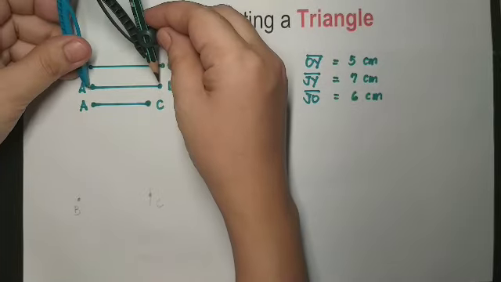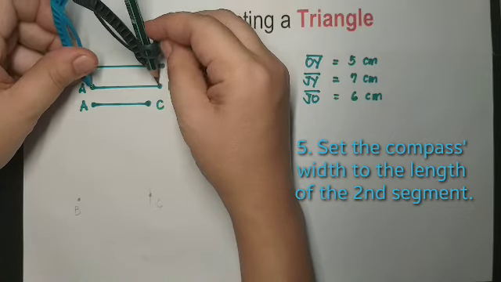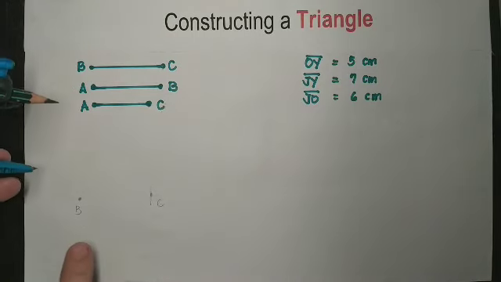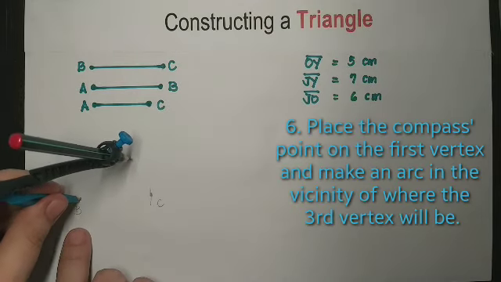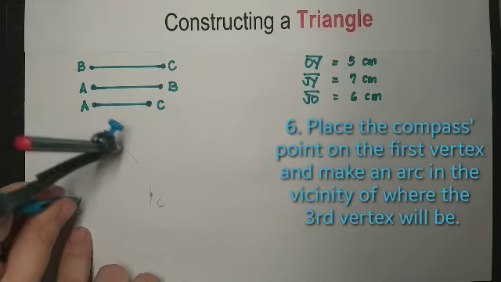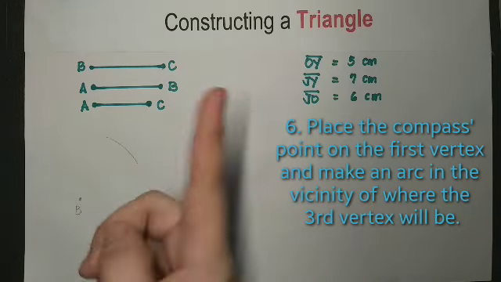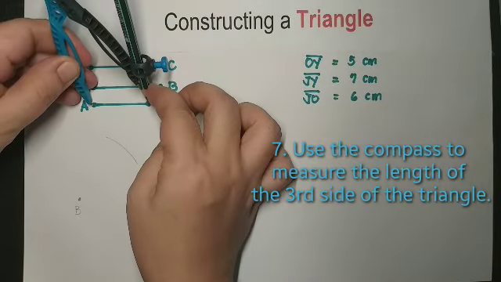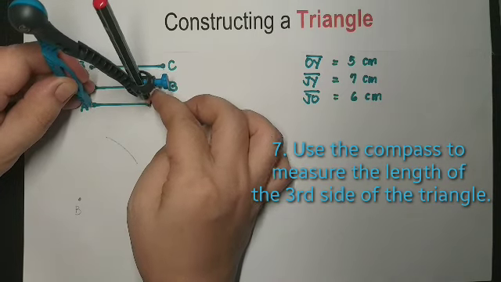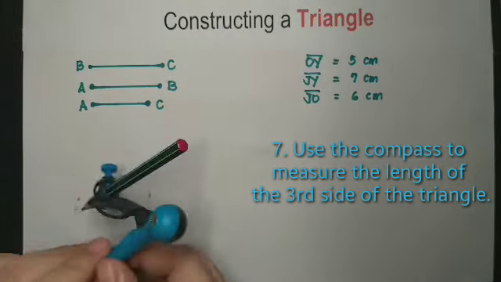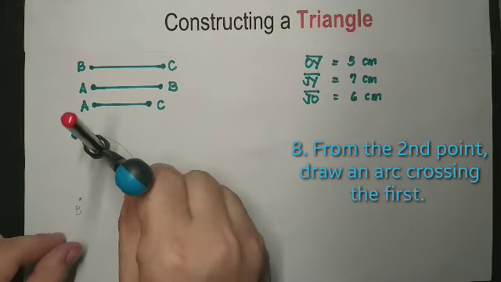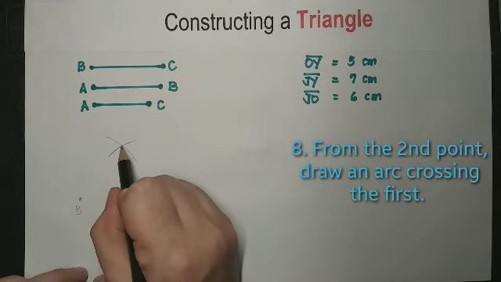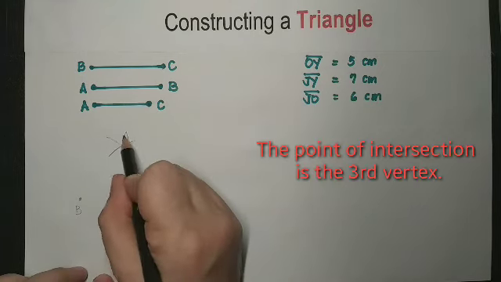So let's use the second segment, AB. Let's adjust our compass to fit its size. To make the segment AB, we have to use B as the center of our compass, and we have to make an arc over here. We don't know yet the exact location of point A, so let's measure segment AC this time, the third side. Let's adjust our compass to its size, and then with point C as the center, let's create an arc crossing the first one that we have created. And now we are sure that this point of intersection is point A.